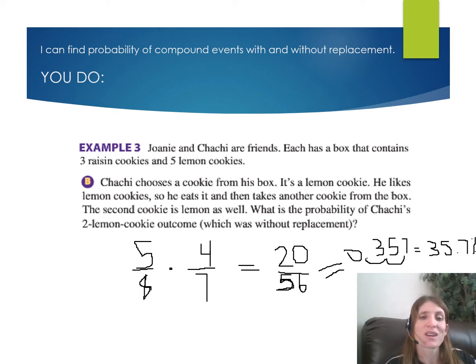So the probability or his chances of this happening is less than what we had on the last one, right? Which makes sense because there's 1 less lemon cookie and 1 less cookie in the box. So we get a 35.7%. Hopefully you got the same answer.